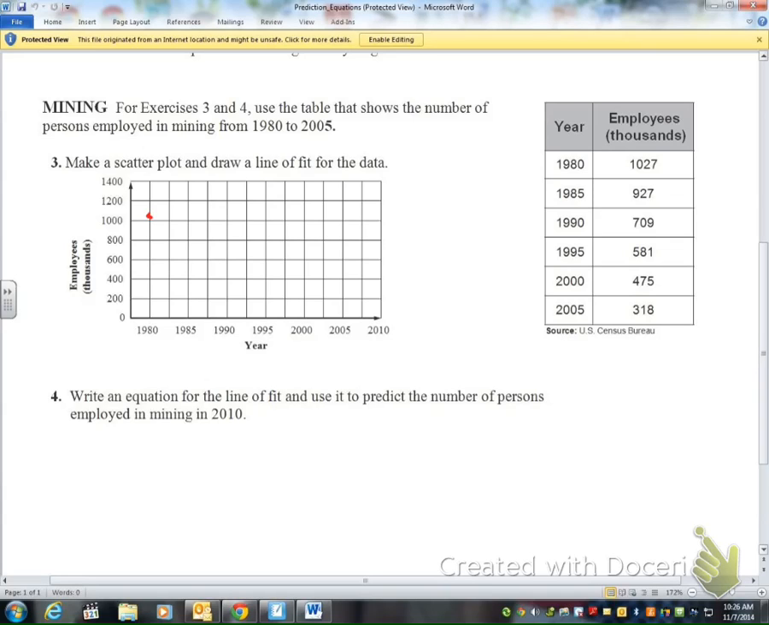Make sure you don't put it on the next line, because what year is this? Right, this is like 1982 and a half. So you don't want to put it here. You want to make sure you put it over 1985. And there, the number of employees is 927,000. So that's going to be, if 900 is halfway between 800 and 1,000, somewhere around here, just a little bit higher than halfway, because it's 927. So a little closer to 1,000. So you'll put that value in.